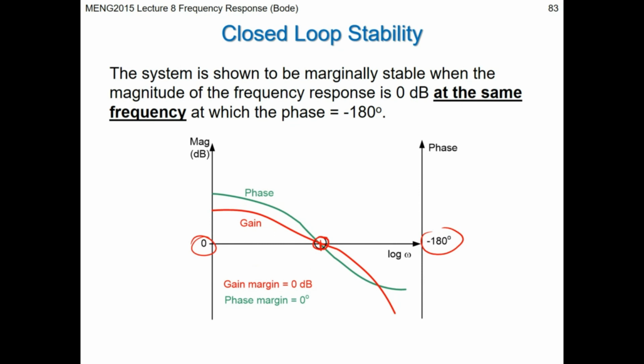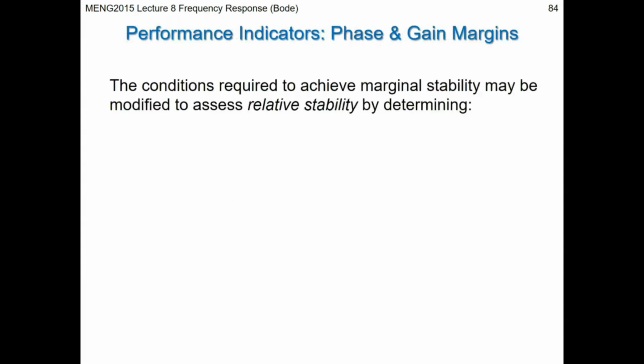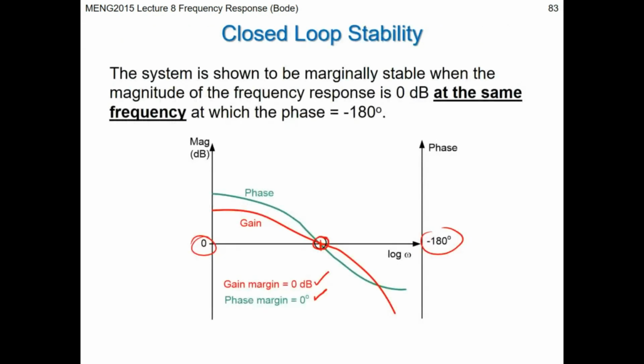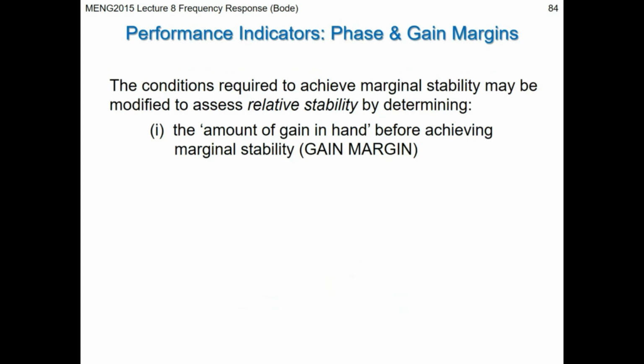Now, when that's true, we don't have any gain margin. We have 0 decibels gain margin and 0 degrees phase margin. So the conditions required to achieve this marginal stability may be modified to assess the relative stability. We know marginal stability occurs when you've got this crossover of minus 180 for phase and 0 for magnitude at the same frequency. That's our outer limit.